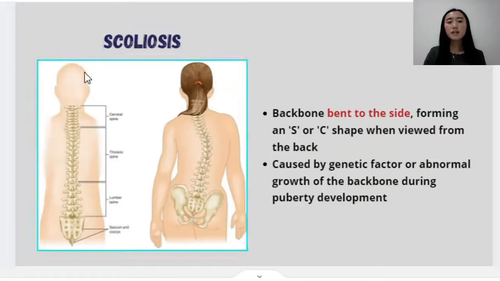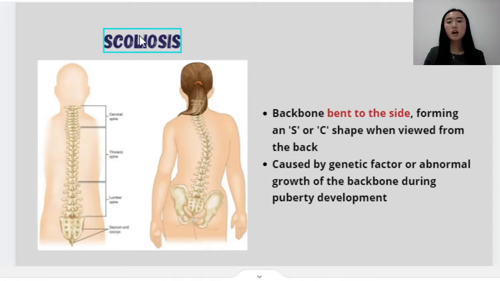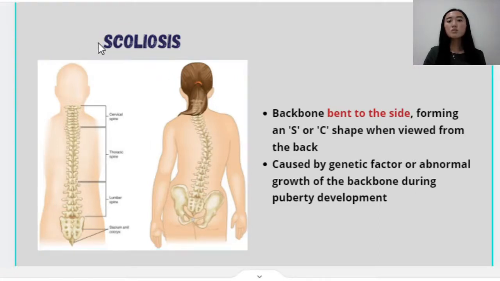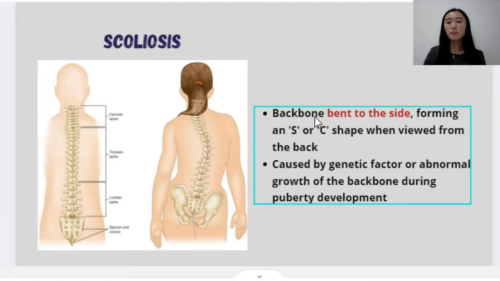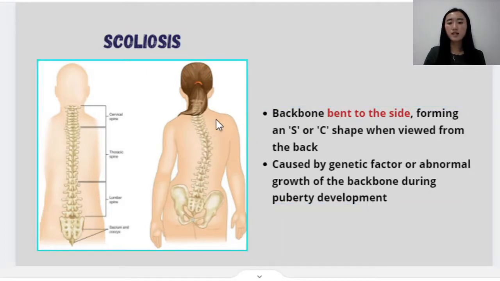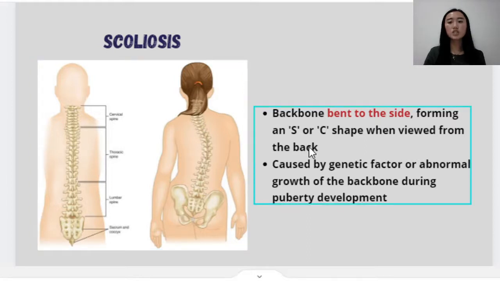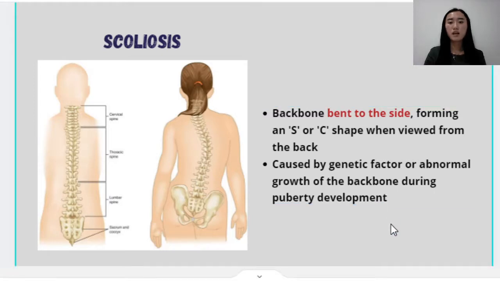And the last main health issue is scoliosis. Patients with scoliosis have a backbone which bends to the side. As you can see in the diagram here, the backbone of the patient is bent to the side and forms an S or C shape when viewed from the back. And it is caused by genetic factors or also the abnormal growth of the backbones during puberty development.